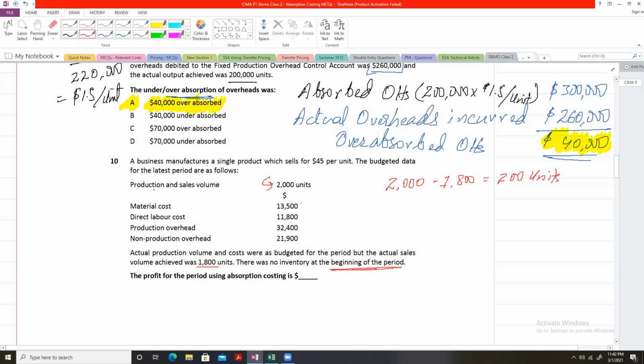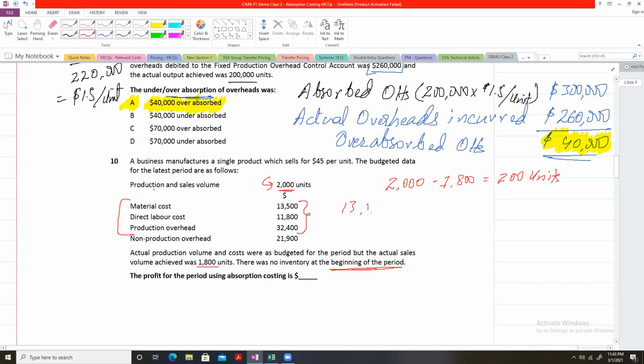In absorption costing, we take all the production costs. These three are the production costs. Absorption costing takes all the production cost for valuation of inventory. And these costs were incurred to produce how many units? 2000 units. So what should be the value of each unit of inventory?